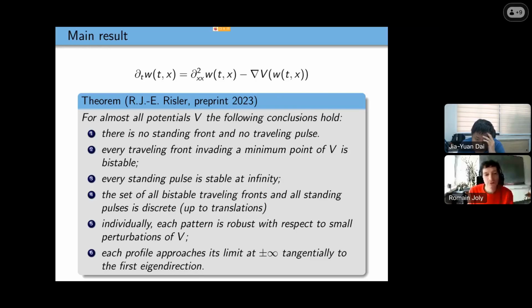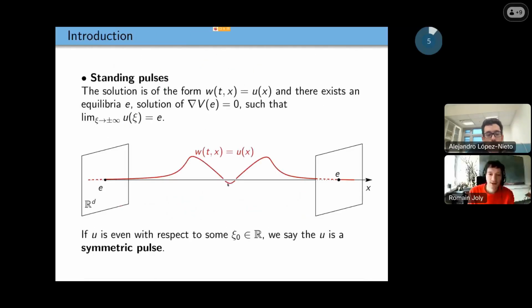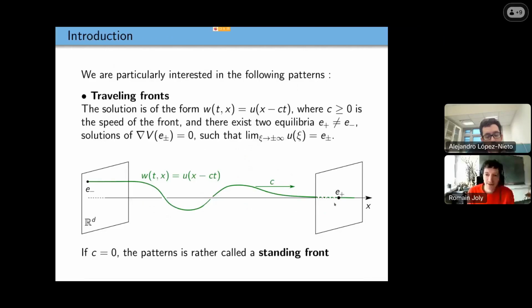Yes, just to be clear, what do you exactly mean by bistable when you use the term? Okay, so bistable for me is when I look at a front like this. By bistable, I mean that both equilibria here are stable, and by stable I mean stable for the PDE.